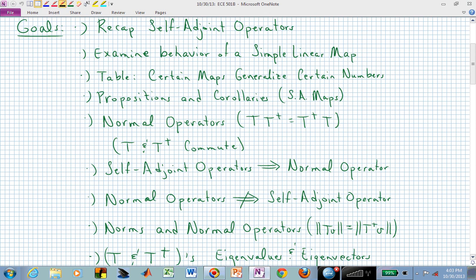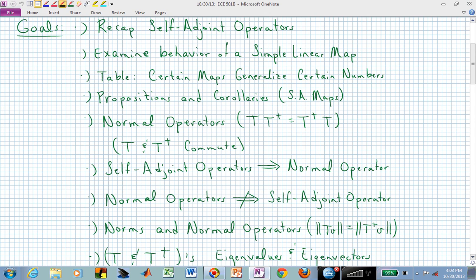Then we'll look at several different propositions and corollaries that we can basically state once we are working with self-adjoint maps. We're going to have a lot of different terms floating around. Then we will talk about normal operators.